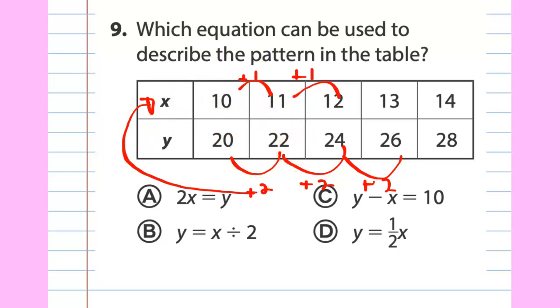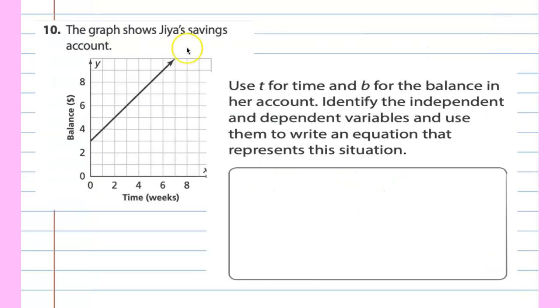Okay? Let's go to our second to last question. Alright, so here we go. The graph shows Jhya's savings account. Use T for time, which is our x, and then B for the balance. Identify the independent variable and the dependent variable, and use them to write the equation to represent the situation.